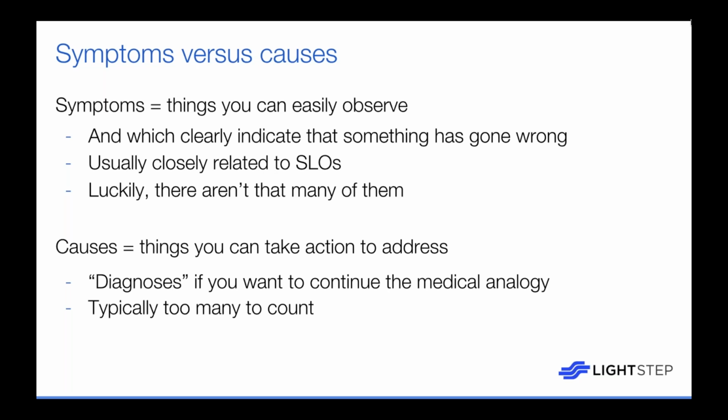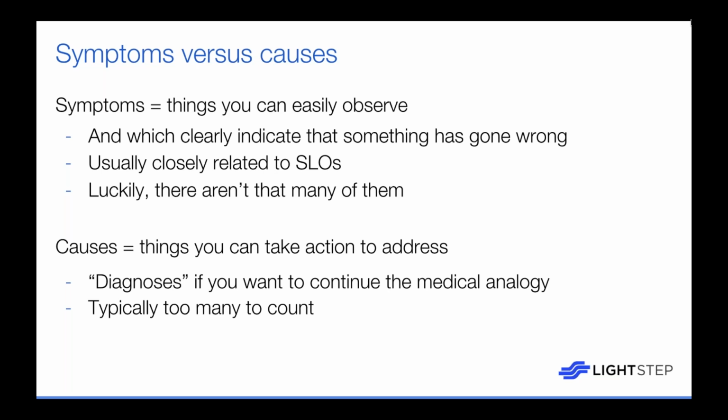The second piece of this is to try to understand the causes of those problems when something has gone wrong. Causes are really things that you can take action to address in some way. If we continue the analogy, these are the diagnoses. And like in medicine, there are typically too many of these to count. So we don't start by looking for individual diseases or illnesses. We start with, like I said, body temperature. Likewise, in software, we shouldn't immediately start with, is this particular host overloaded? What's really important is, are we serving traffic in a way that meets our users' needs or not?